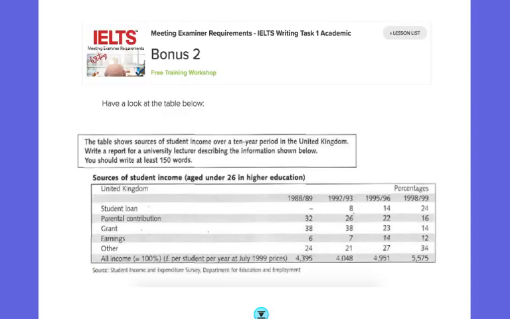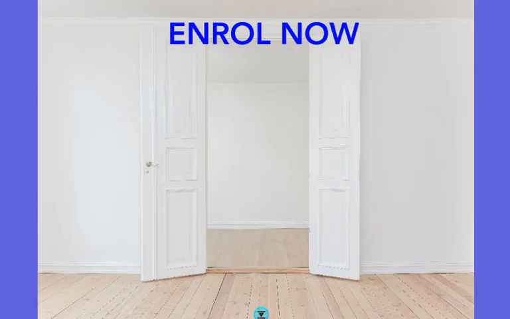And in bonus 2, as I've mentioned before, you'll be given a particular task where you'll be asked to implement everything that you've learned in the course to this task. Okay, so that's basically it. All right, so I hope that's not too difficult for you to understand the process. It's really quite straightforward.